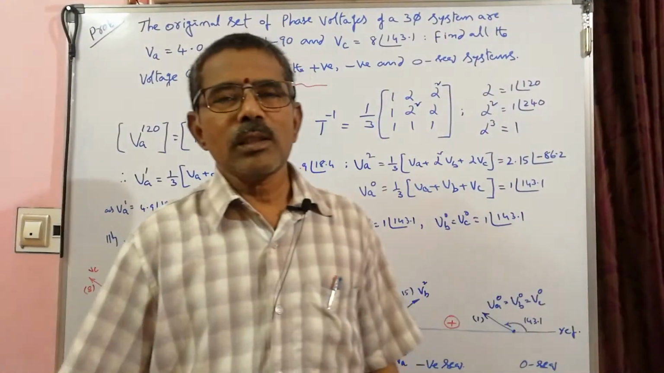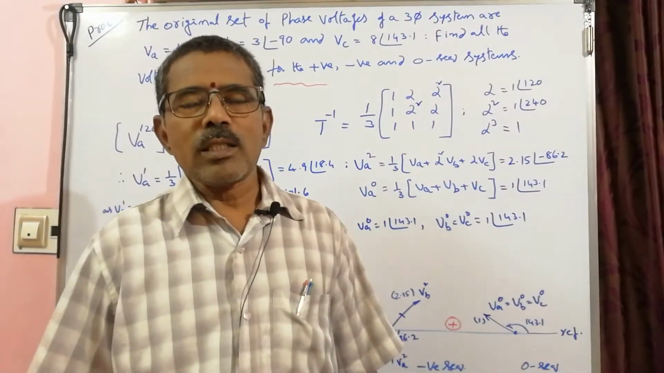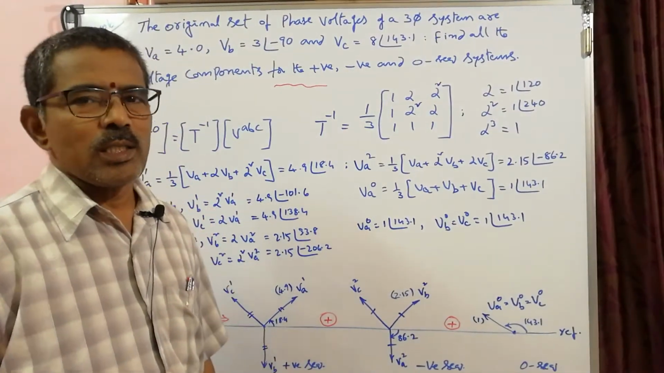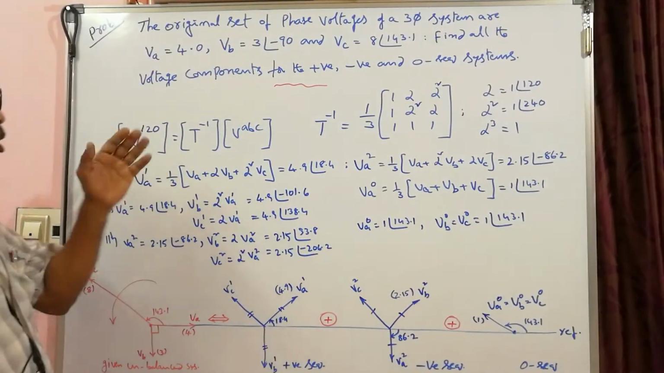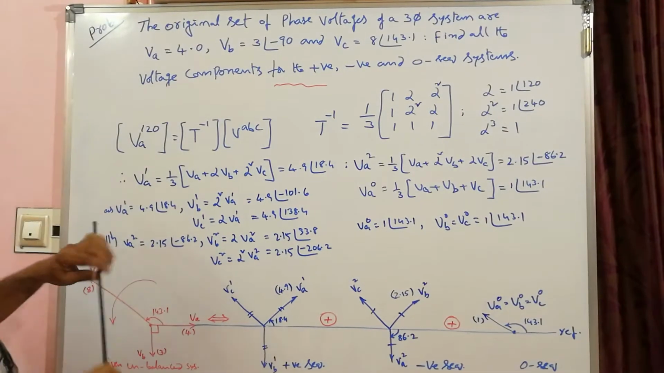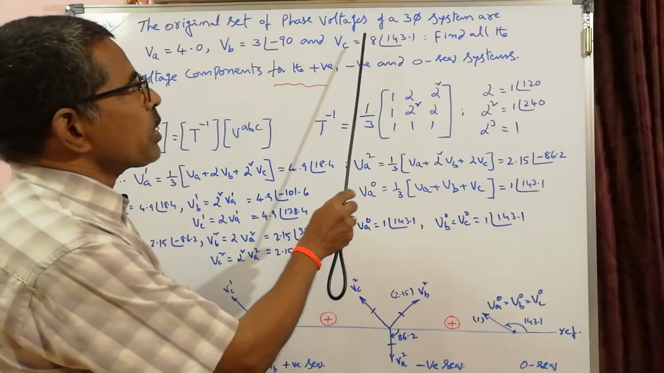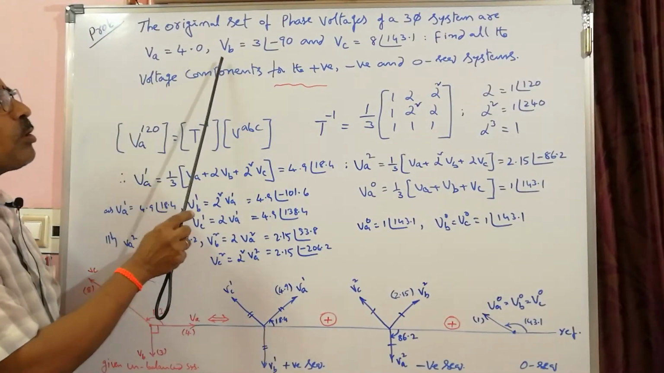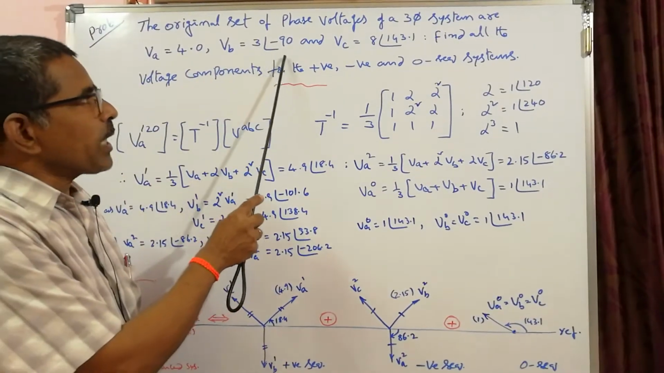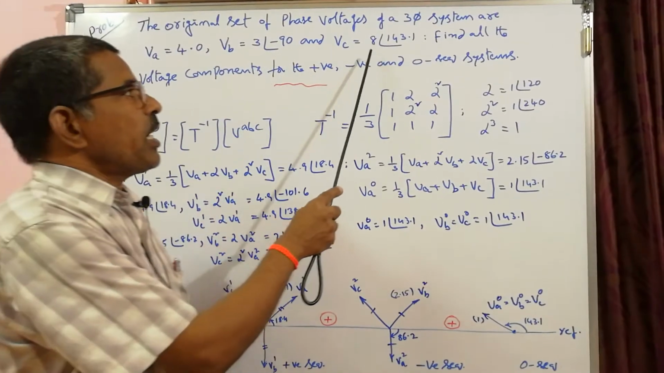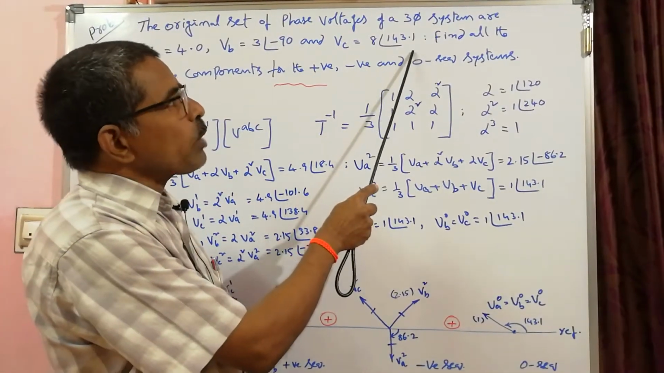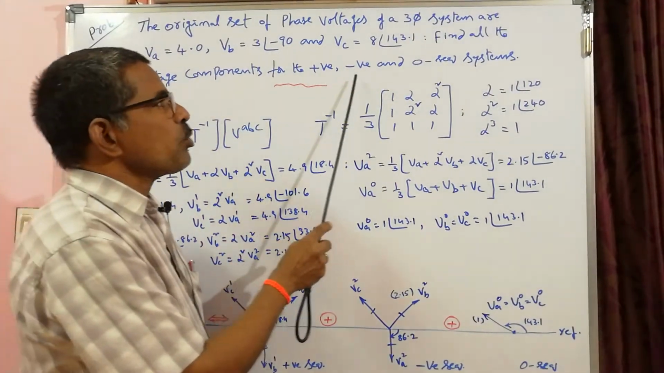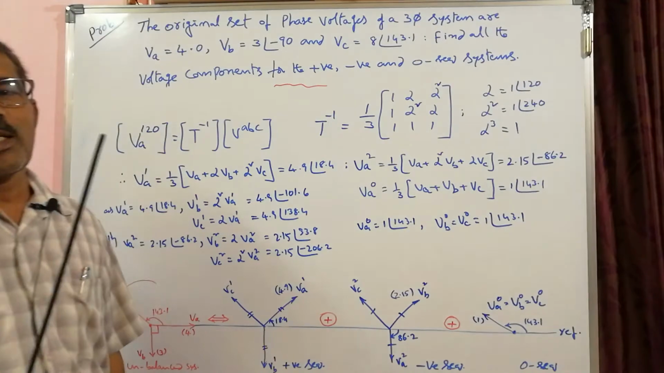Good morning, students. In today's class, I will be taking up an example on symmetrical components. So, please observe the problem. The original set of phase voltages of a three-phase system are VA = 4.0, VB = 3 angle minus 90 and VC = 8 angle 143.1. Find all the voltage components for the positive, negative and zero sequence systems.